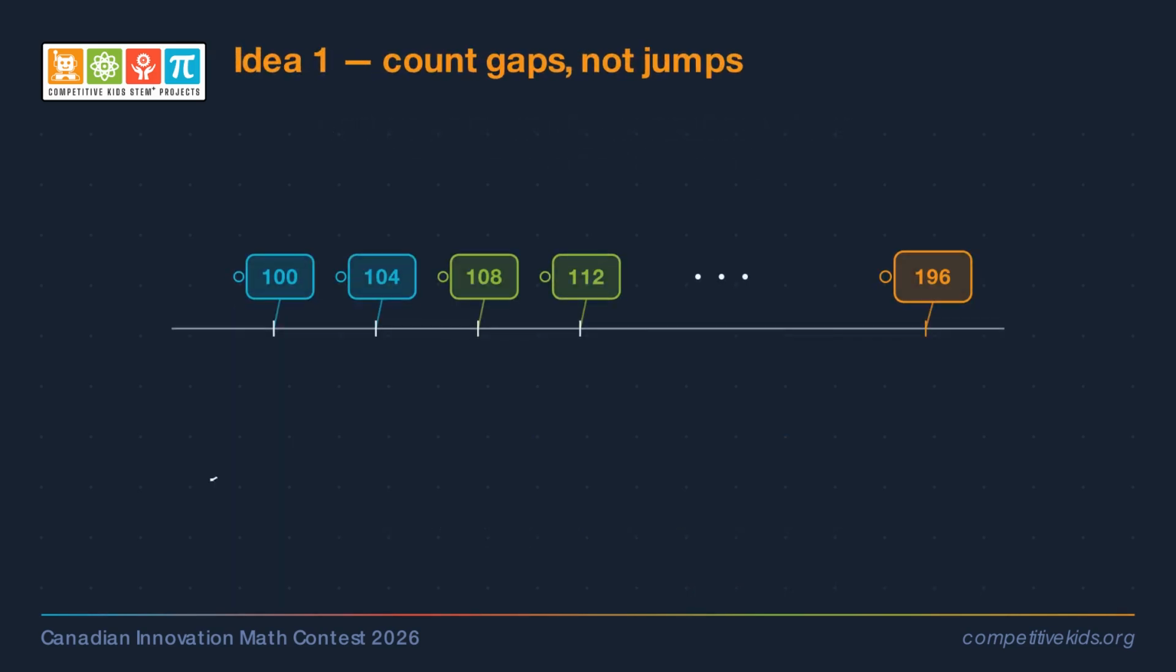First, a wrong guess to test your instincts. 196 minus 100 equals 96. 96 divided by 4 is 24. But 24 is not the right answer. Think about it. We counted the gaps. There are 24 gaps, but each gap is between 2 tags, so there is one more tag than the number of gaps. Number of tags equals gaps plus 1.